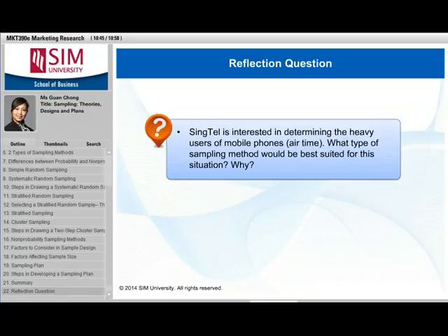Reflection question. Singtel is interested in determining the heavy users of mobile phones. What type of sampling method would be the best suited for this situation and why?